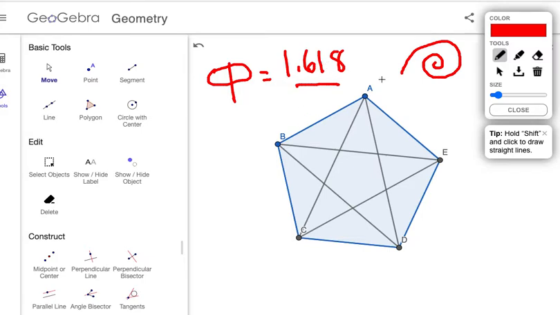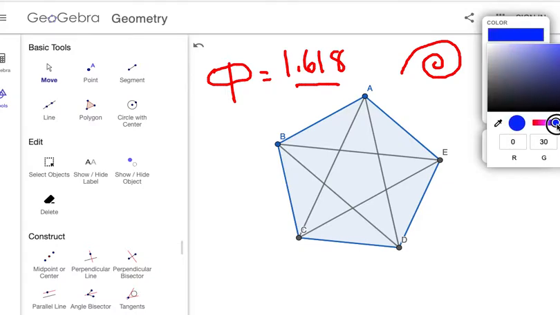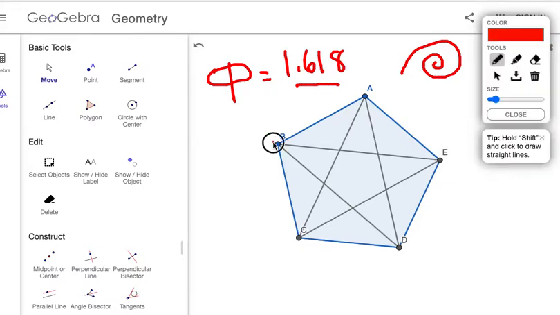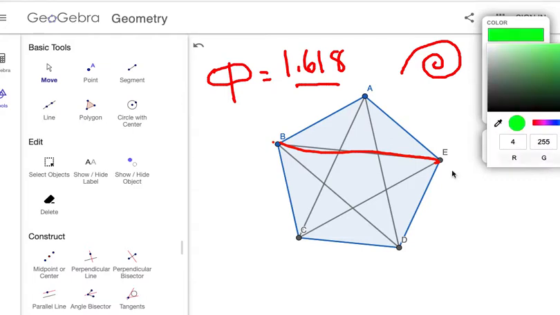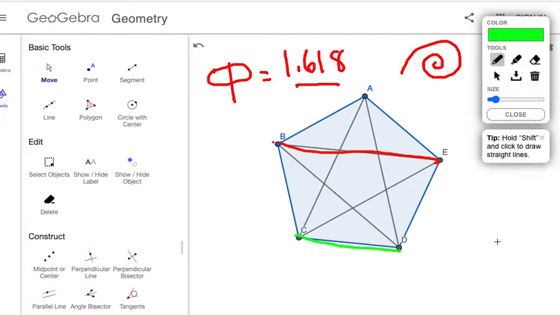It's a never-ending decimal. So that same number responsible for spirals is found in many other shapes, even though you don't see a spiral. That same balance and proportion is in there. One place we see it is in the pentagon. If you were to take this red line and divide it by this green line, you're going to get that same golden ratio, 1.618.